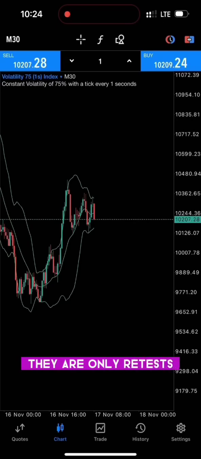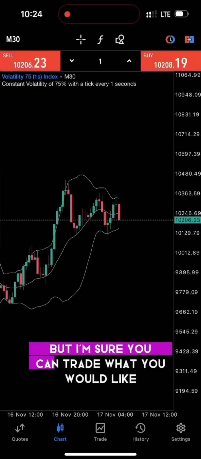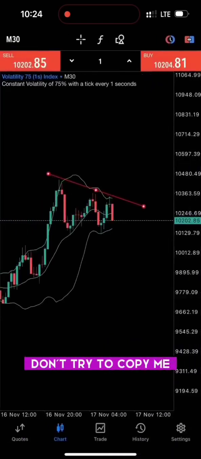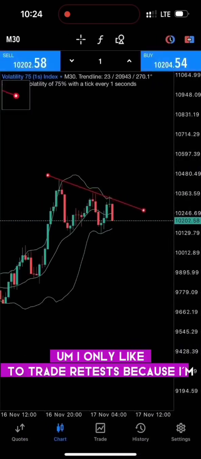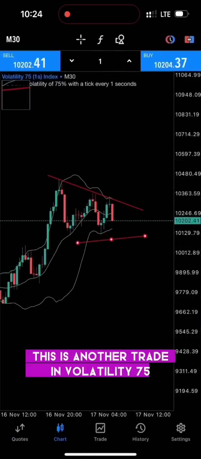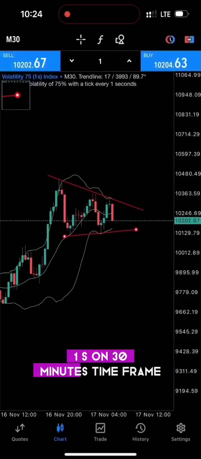They are only retests, but I'm sure you can trade what you would like. Don't worry, don't try to copy me. I only like to trade retests because I'm very good at those. This is another trade in Volatility 75 (1s) on the 30-minute time frame.